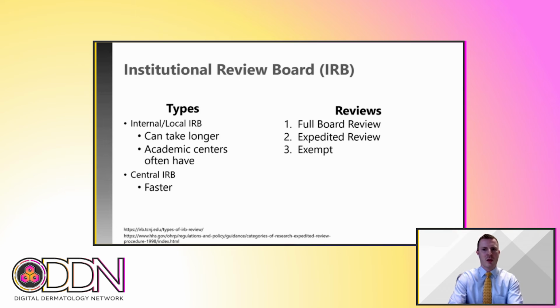No treatment, recruitment, or advertising can be performed until a site is IRB approved. Two main types, an internal or local IRB, which can take longer. Often, academic centers have these, and then the central IRB, some sponsors prefer them because they're faster. And then 3 different types of reviews, full, expedited, and exempt. Expedited, these are usually with minor changes to research previously approved by the full board.